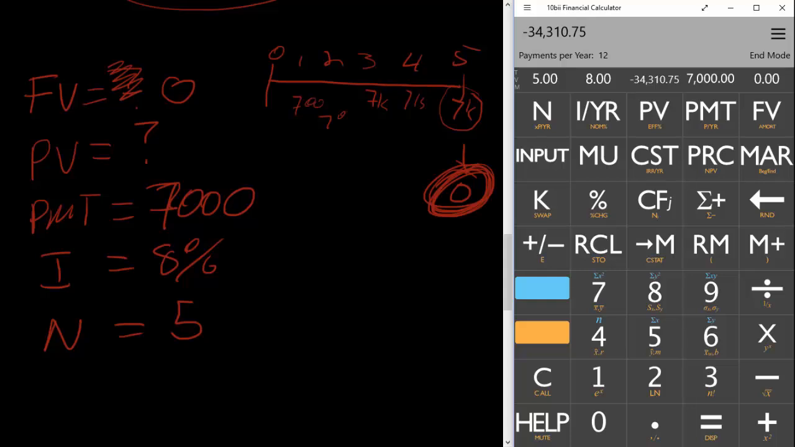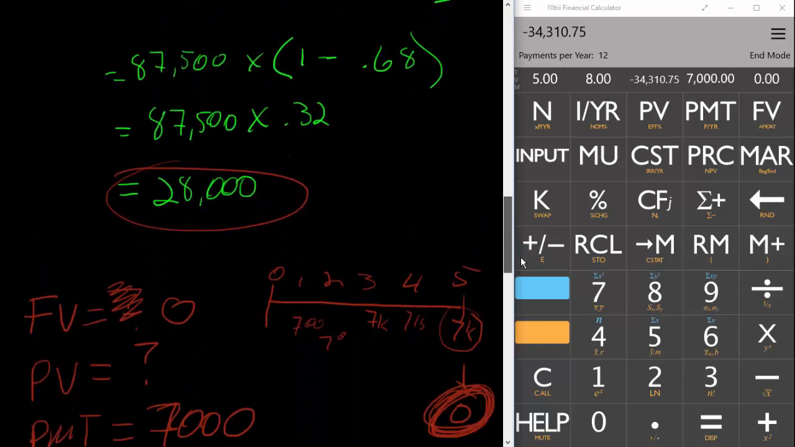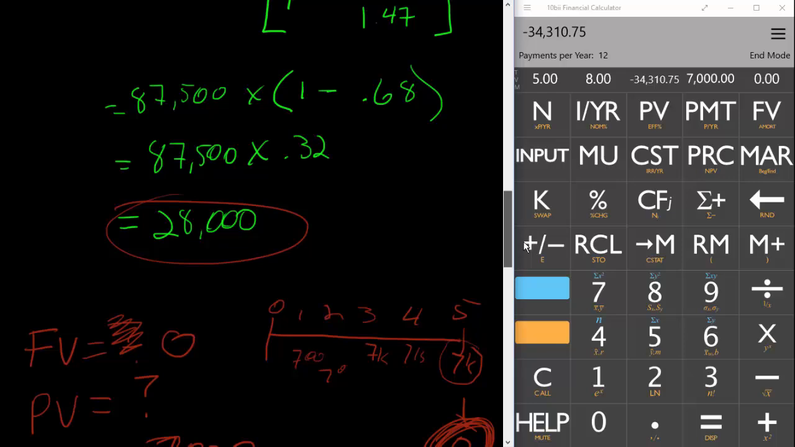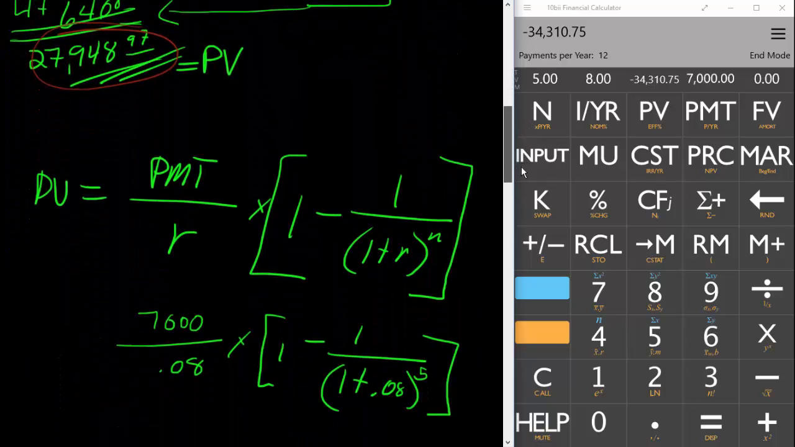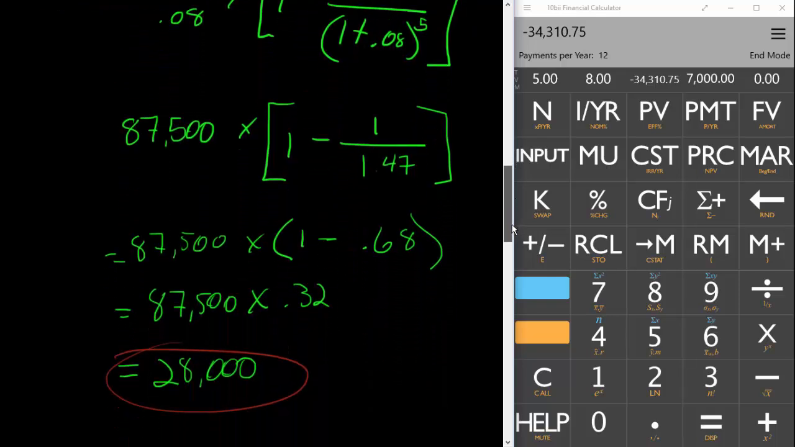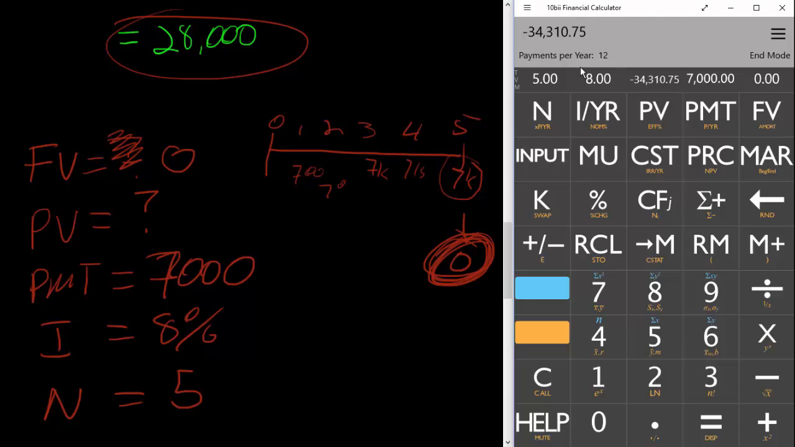And that is 34,310.75. That's not right. What did we do wrong here? Am I writing this at 8%? What am I doing wrong? Ah, payments per year.